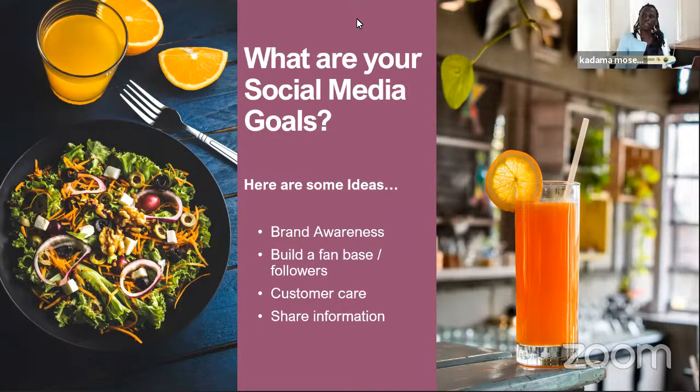And then some people generally just want to share information. So if you have a new product or a new variety that you want to share, you can use social media. So it's really important to understand why you are on social media. And then when you understand what you're trying to achieve on social media, then you're able to identify what we call key performance indicators, which they call KPIs, so that you can measure.